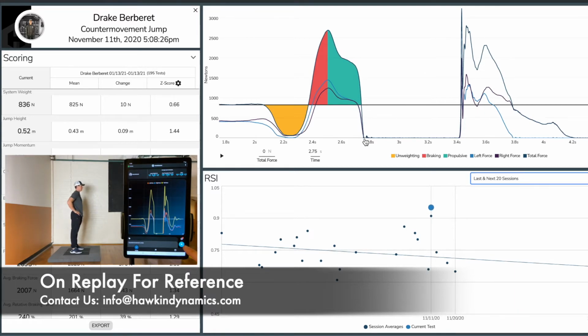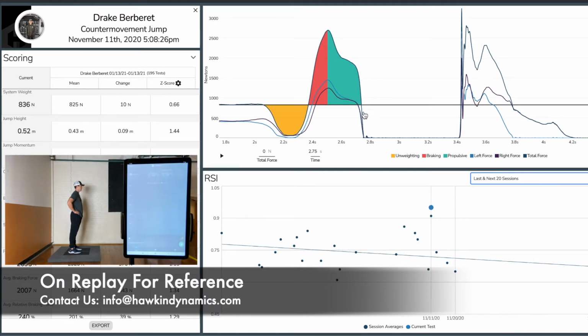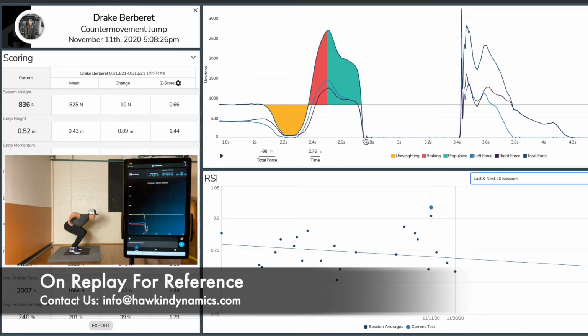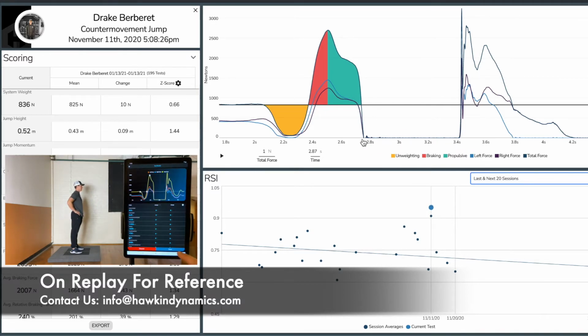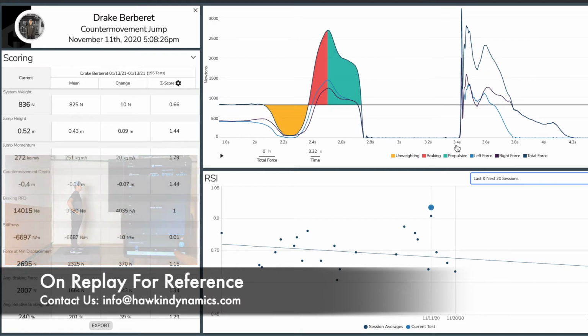Here, as soon as force gets to zero, we enter the flight phase, which is basically just this big open area here in the middle of the curve. So you can see the flight time here is 2.75 all the way to 3.4. So you can just subtract that minus this, and you get the time in air, or the flight time.